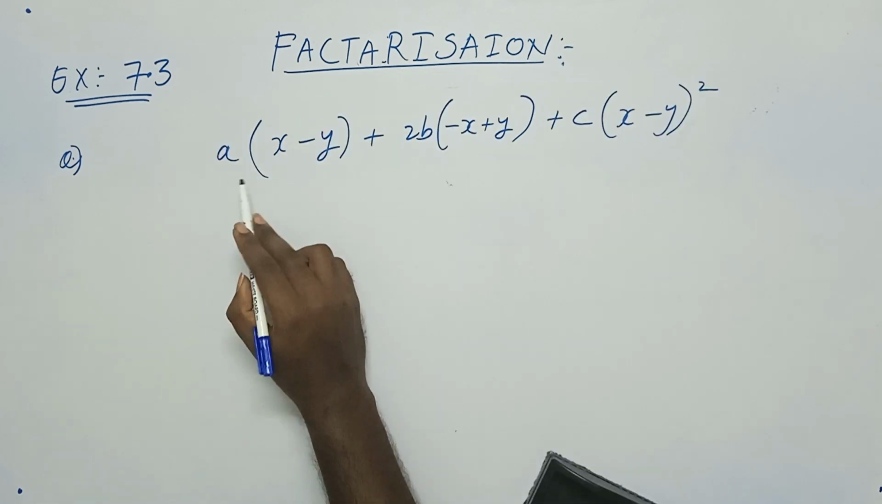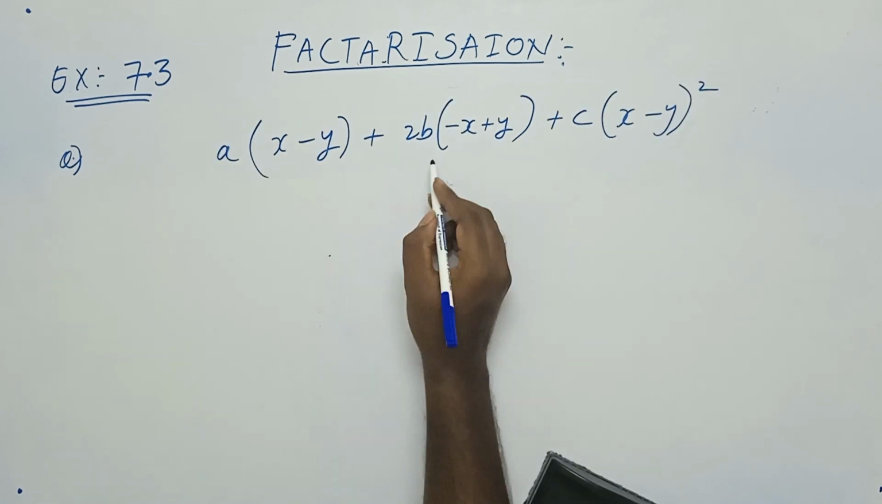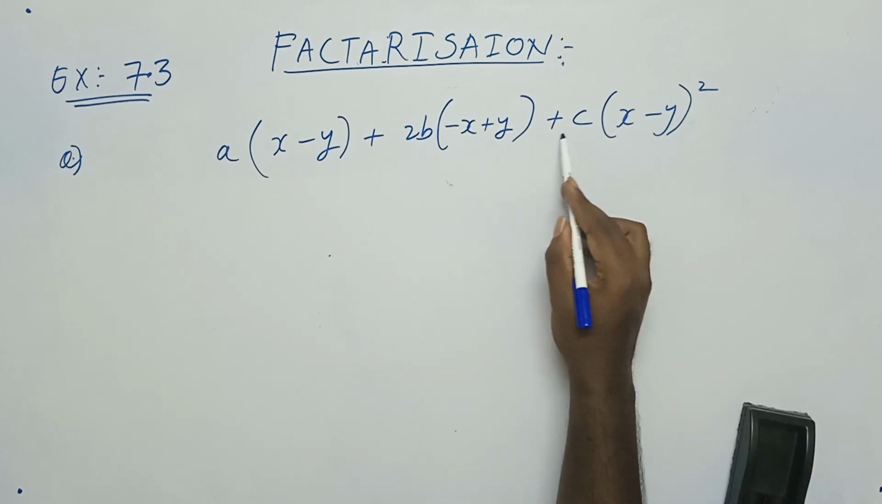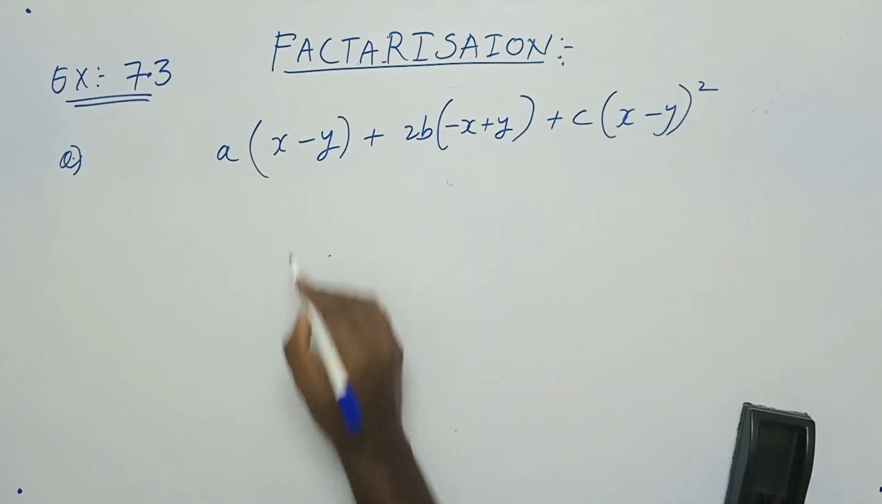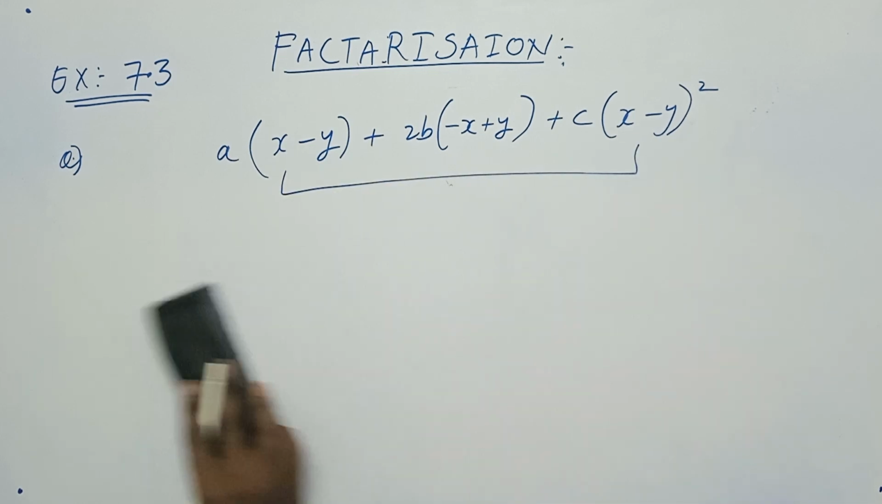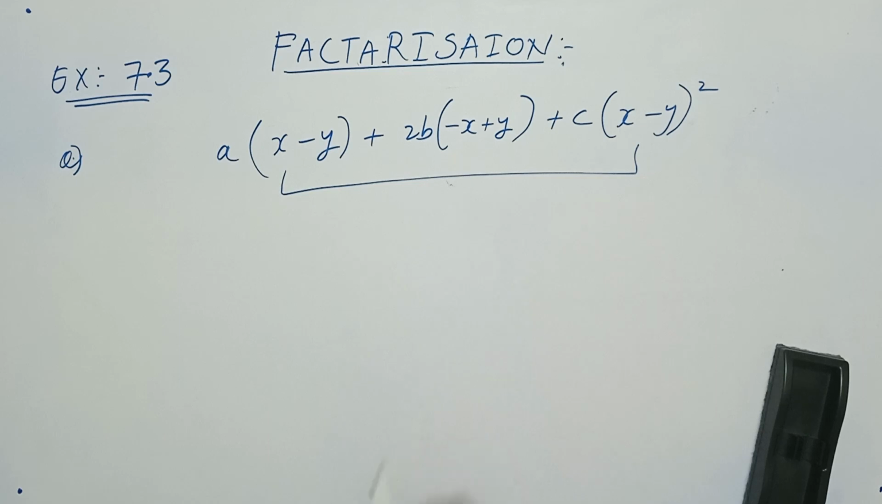So our next problem is a(x − y) + 2b(−x + y) + c(x − y)². So we are going to find the factors of this given expression.